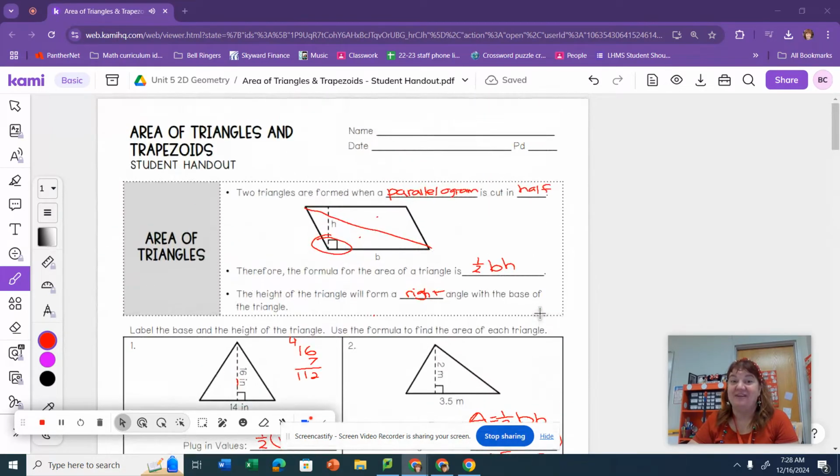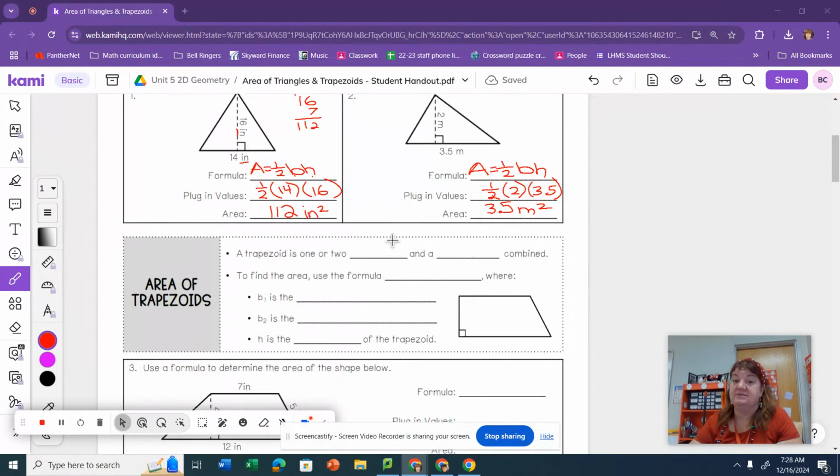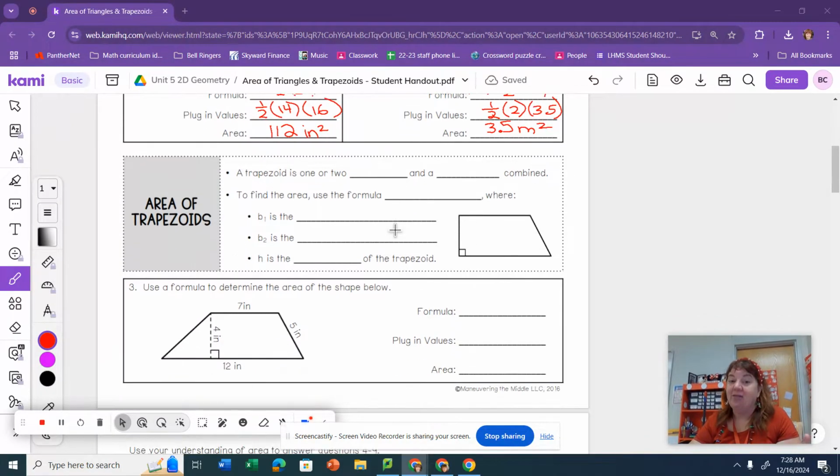Okay, guys, we're going to finish up this lesson. So you need those binders again. This is the area of triangles and trapezoids. We did triangles yesterday. Now let's look at trapezoids. Now trapezoids are a little bit more tricky, okay?